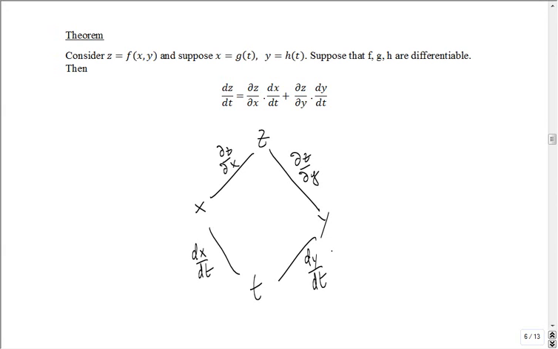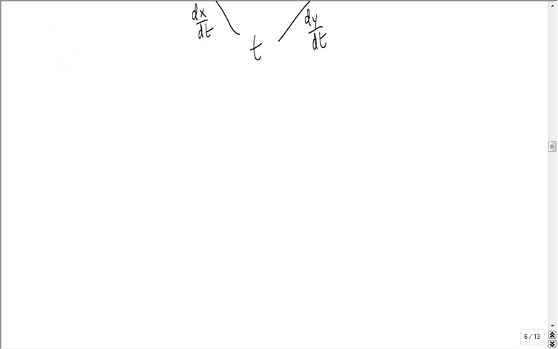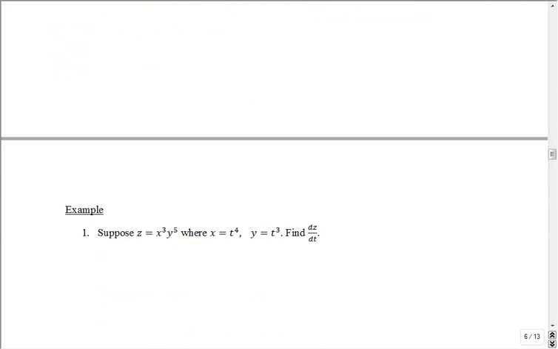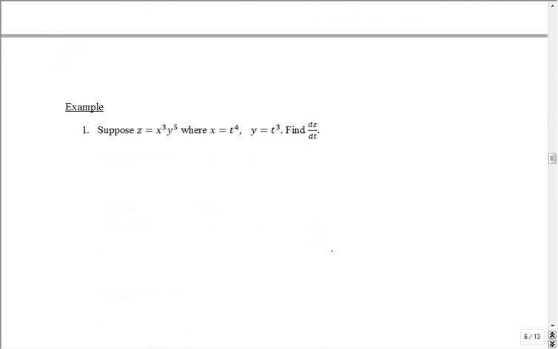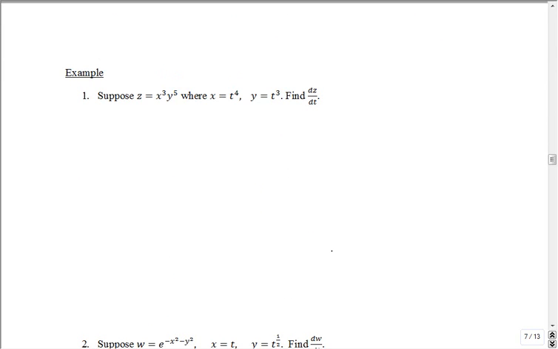Okay, so let's do some examples. Suppose z equals x cubed y to the fifth, and x equals t to the fourth, and y equals t cubed. Find dz dt. So if you want to draw the thing on the side there, that might help. Okay, so that's partial z partial x, partial z partial y, dx dt, dy dt. So you need to find all of these, two partials and two derivatives.